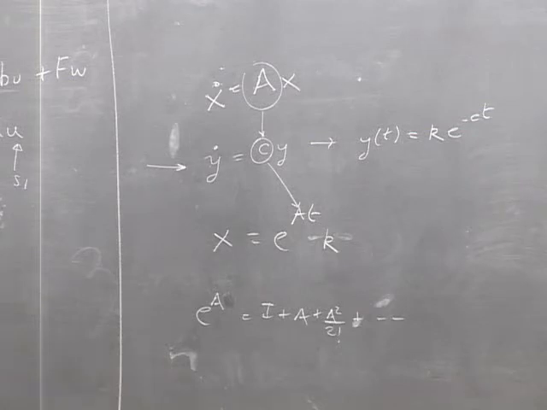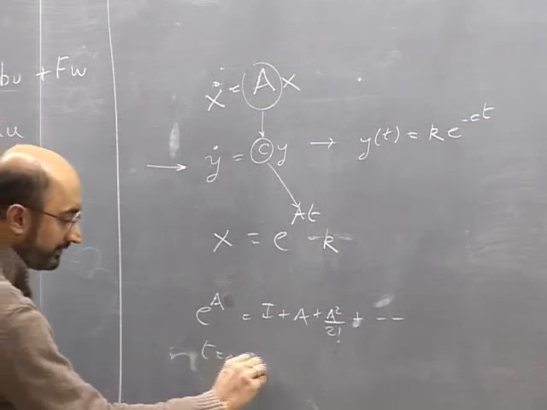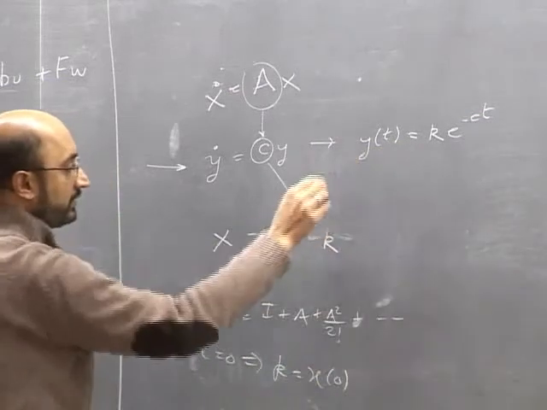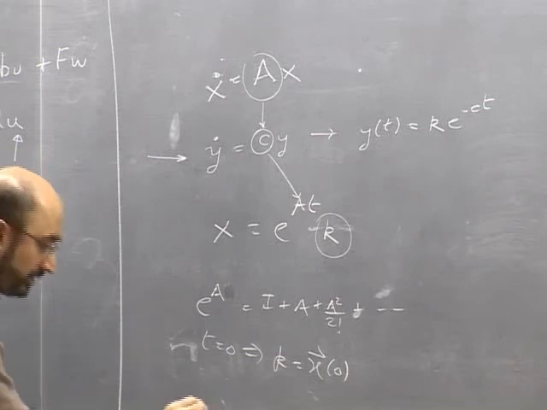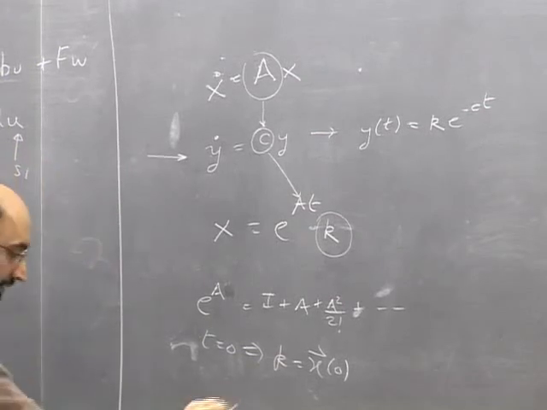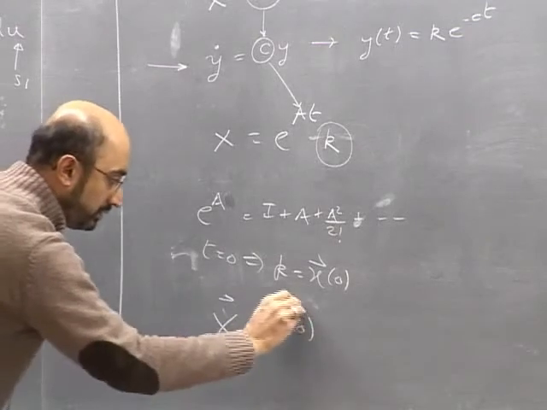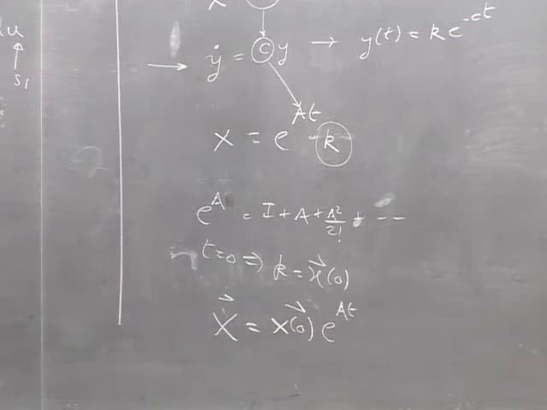Now, by substitution, when t equals 0, this gives us the fact that k equals x0. This value k over here is going to be just the vector x at time 0. So the general solution is going to be x equals x0 e to the at. Okay, and that's the system over here.